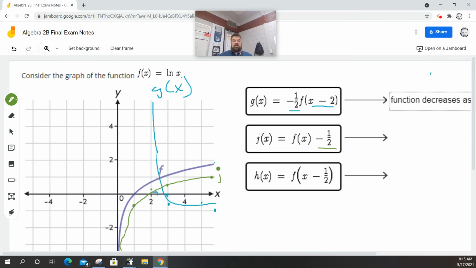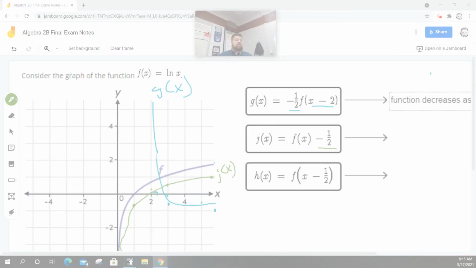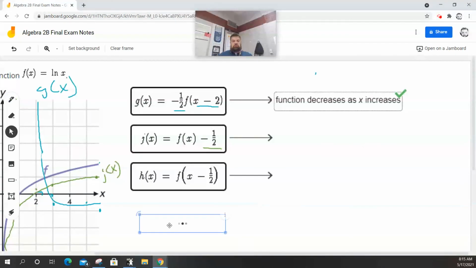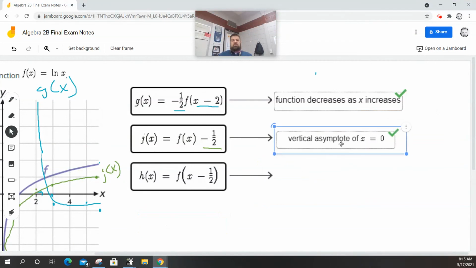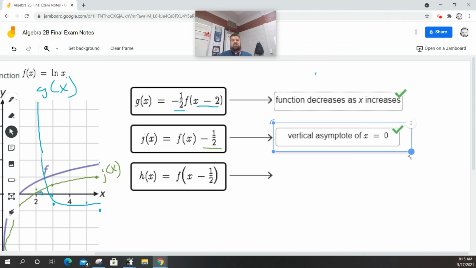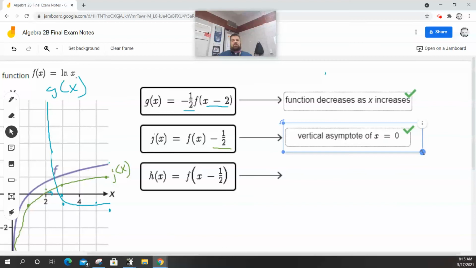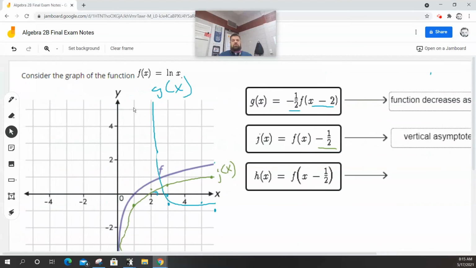So this is j of x. So what does that mean? Well, it has a vertical asymptote at 0. And these are the choices, so I'm not going to show you the choices, but you just got to match them up. Now, this would not be true for our first function, g of x, because its vertical asymptote does not occur at 0. Its vertical asymptote occurs at 2, right?